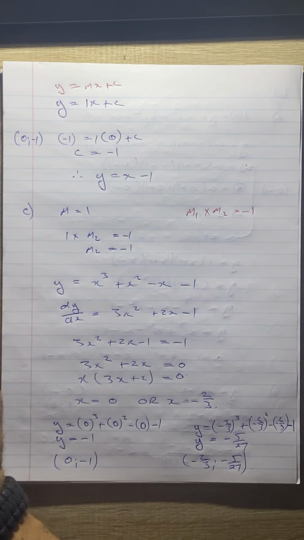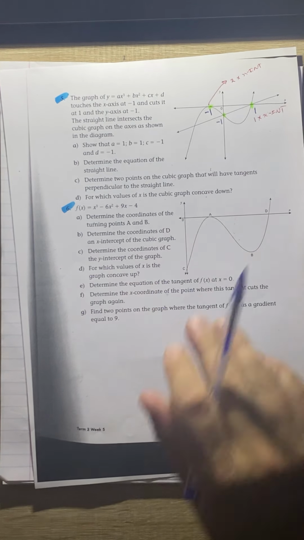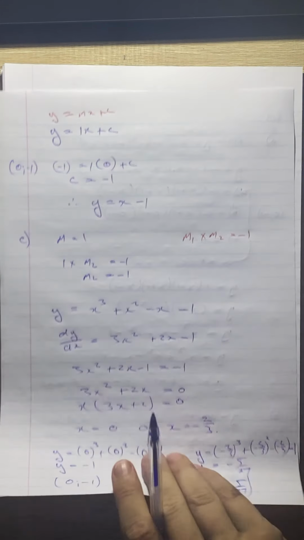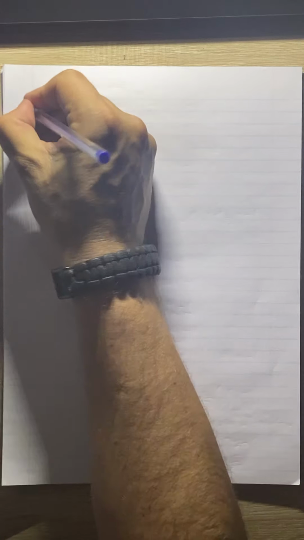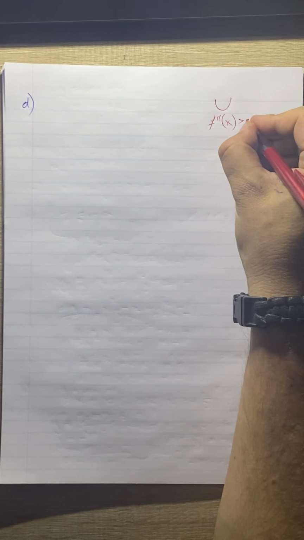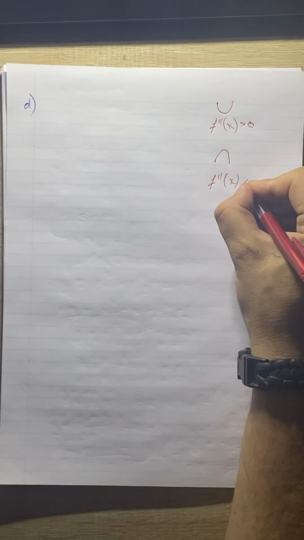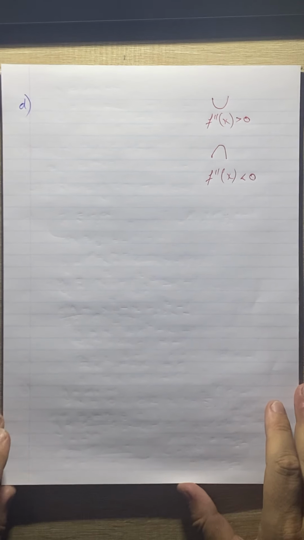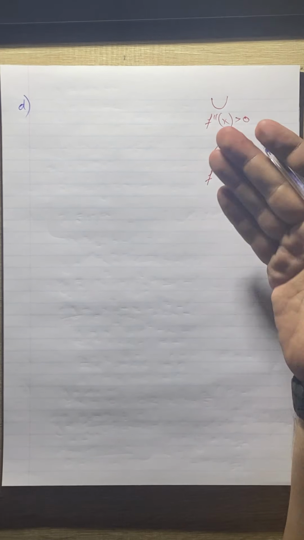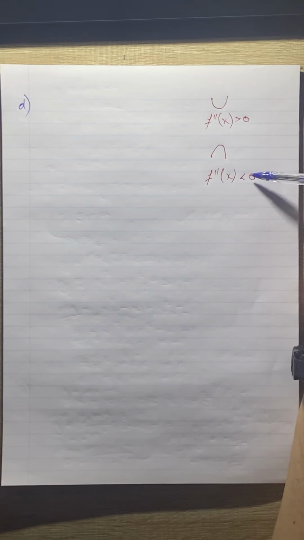Then question D. For which values of x is the cubic graph concave down? So you remember, for concavity, for concave up, your second derivative will be greater than 0. For concave down, your second derivative will be less than 0. So all I'm going to do is find my second derivative, and they want it to be concave down, which is this one here. So I'm going to set my second derivative less than 0.